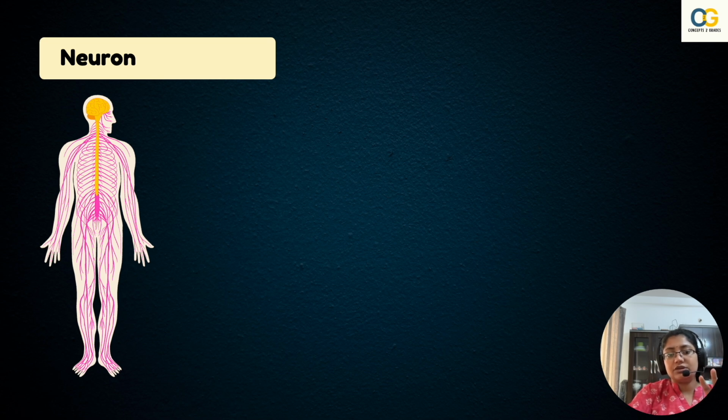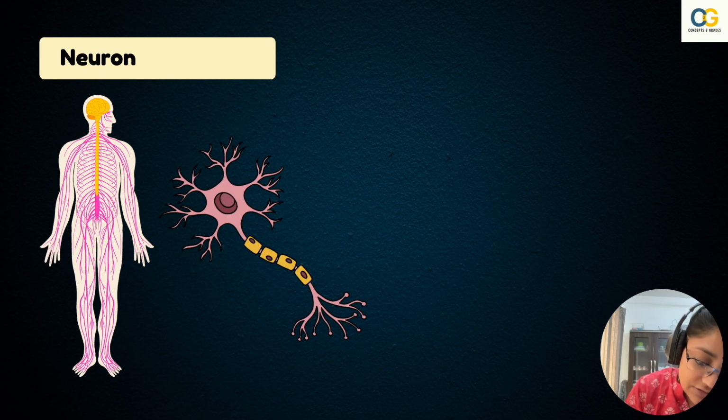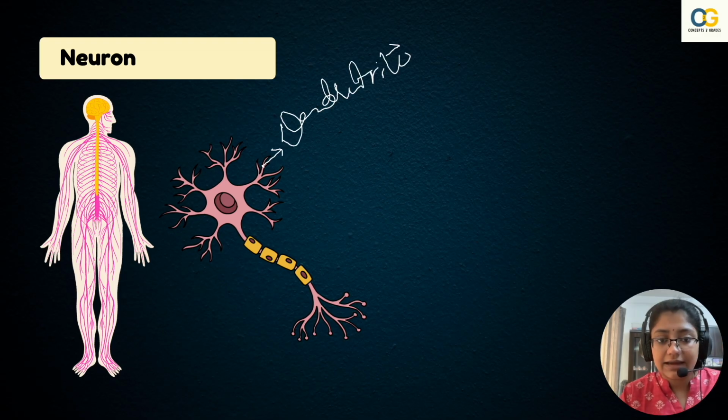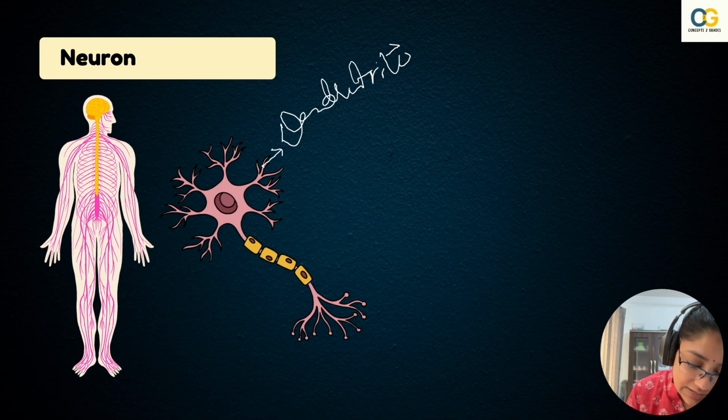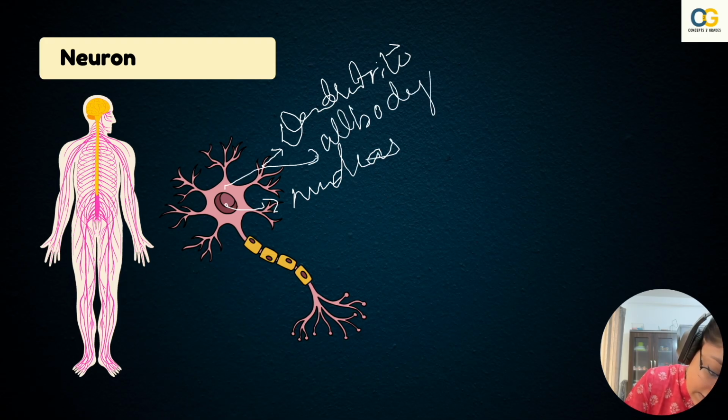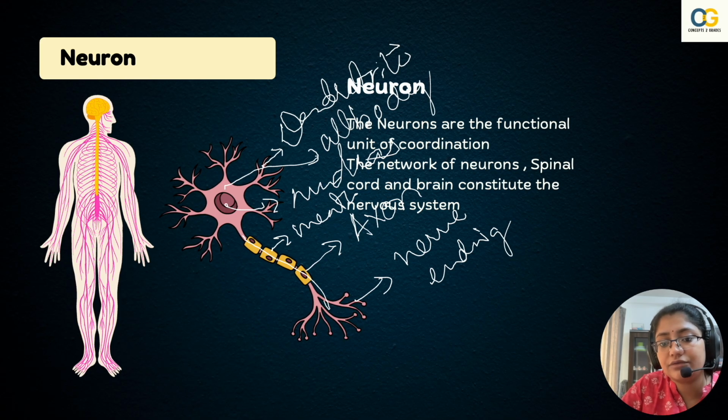The functional unit of this system is a neuron. This cell has different parts. These ends are called dendrites. The end of the dendrite is where there are receptors which gather information. This is the nucleus of the cell. Then you have the cell body. And this long part here is called the axon. In some cases it is covered with myelin sheath, and this is the nerve ending. This network of neurons, spinal cord and brain becomes our nervous system.